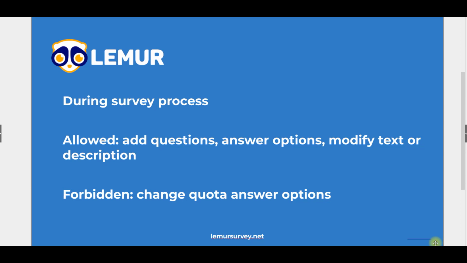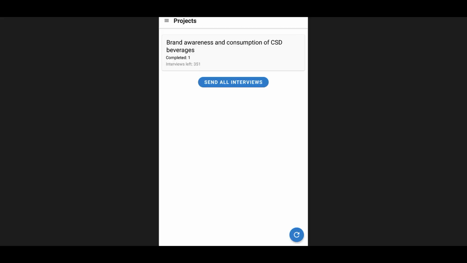The Lemur Survey system allows for changes to be made to the survey structure during the survey process. You can add answer options, questions, or modify text or descriptions. However, it is not recommended to delete answer options or questions after the survey has started. It is strictly forbidden to change the answer options for questions that are being used in quotas. If you need to change quota questions after the survey has started, you must stop the current survey and create a new quota. If changes have been made to the project, you need to press the Sync button on the project list screen in the application.